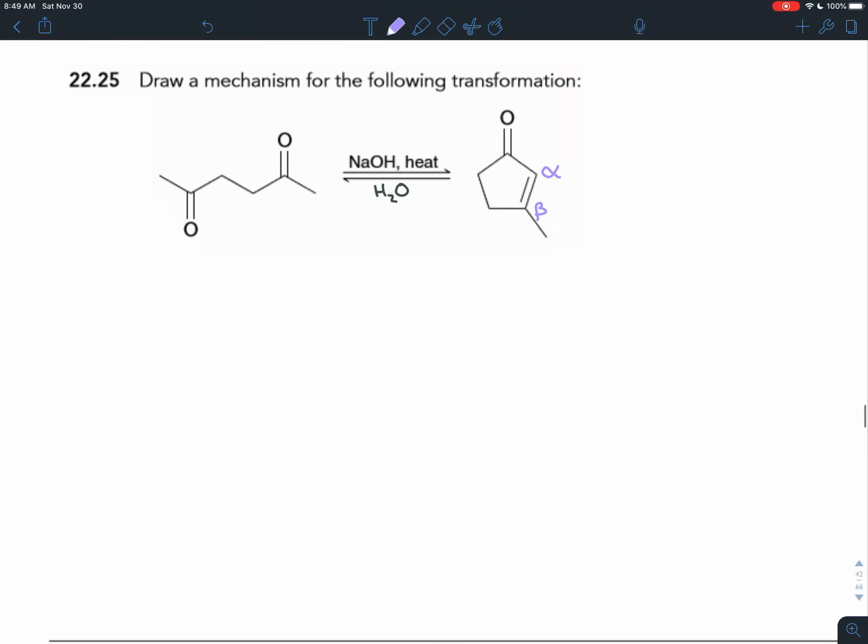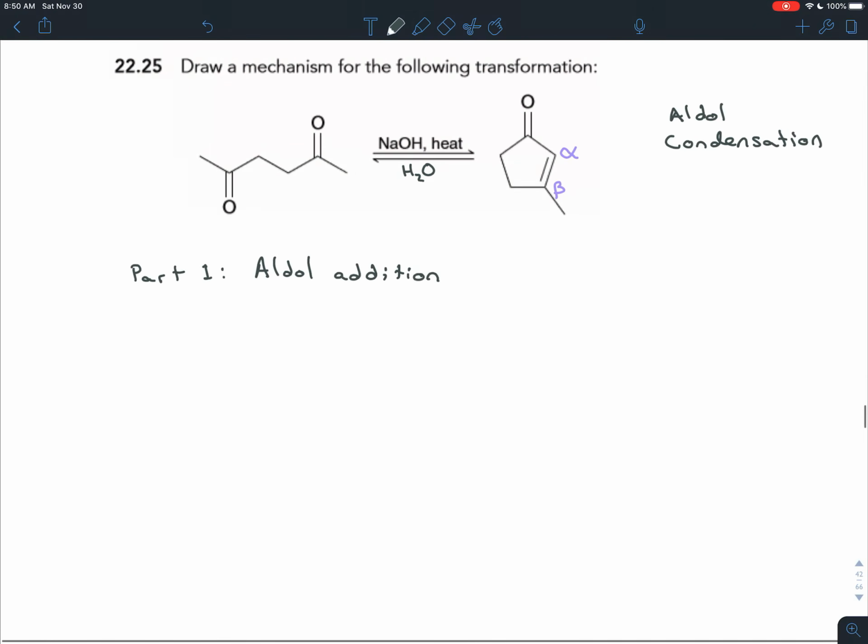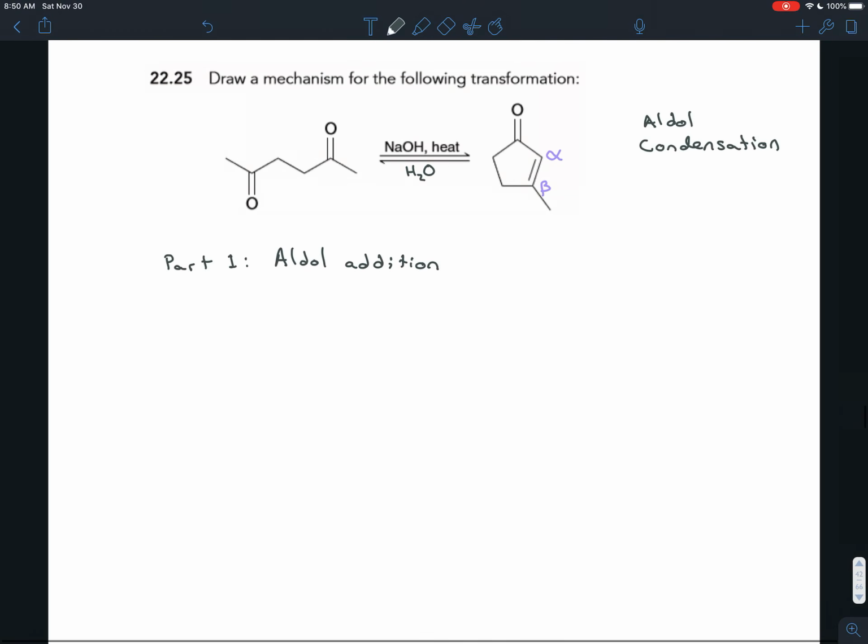Okay, so how does that form? Well, you might remember that what we know we're doing is an aldol condensation. There are two parts. The first part is really just the aldol addition. And then the second part will be the elimination, or the condensation. So let's take our original molecule. When we treat this with a base, the base is going to steal an alpha hydrogen.